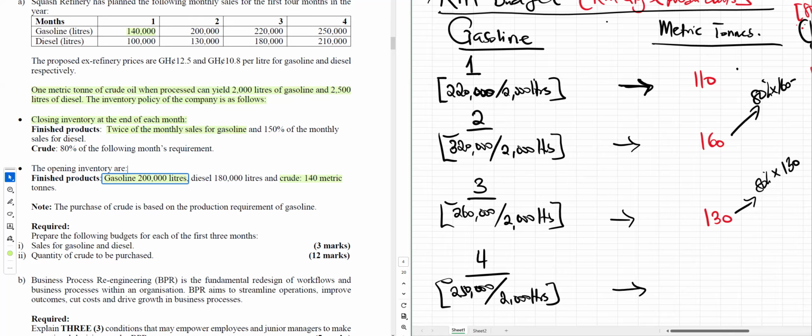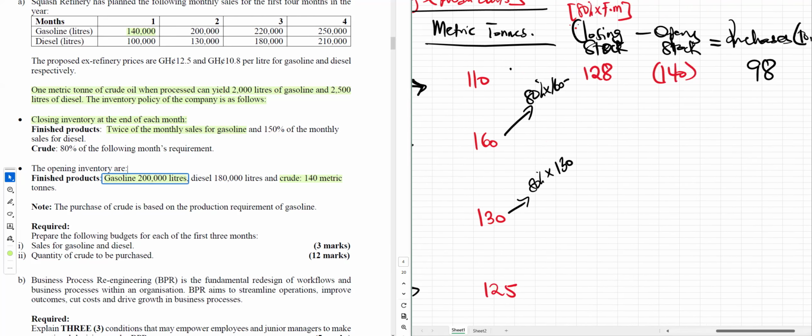So this one we got 125, but we wouldn't need it for the question. We just need it to get our closing stock. That's one thing about budgets. Sometimes you need the next month to come and get the other one. So this one too, we need 80% of this month's requirement, right?